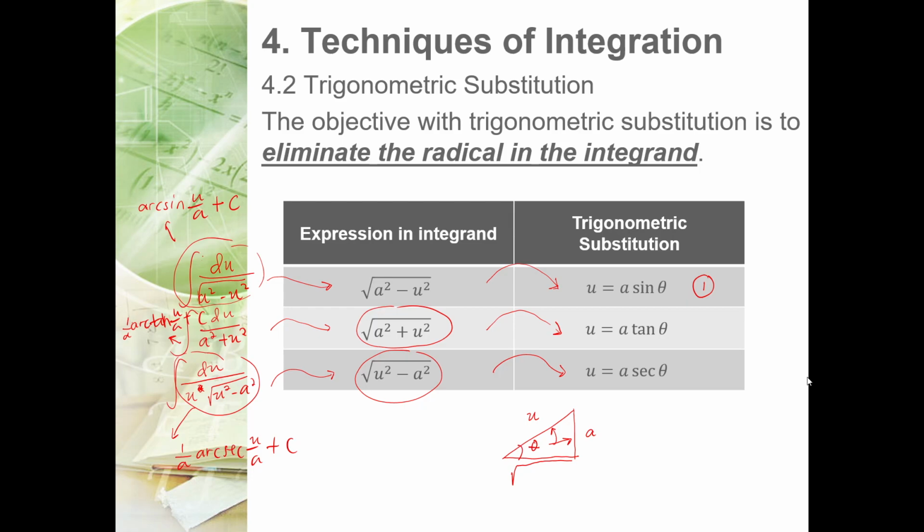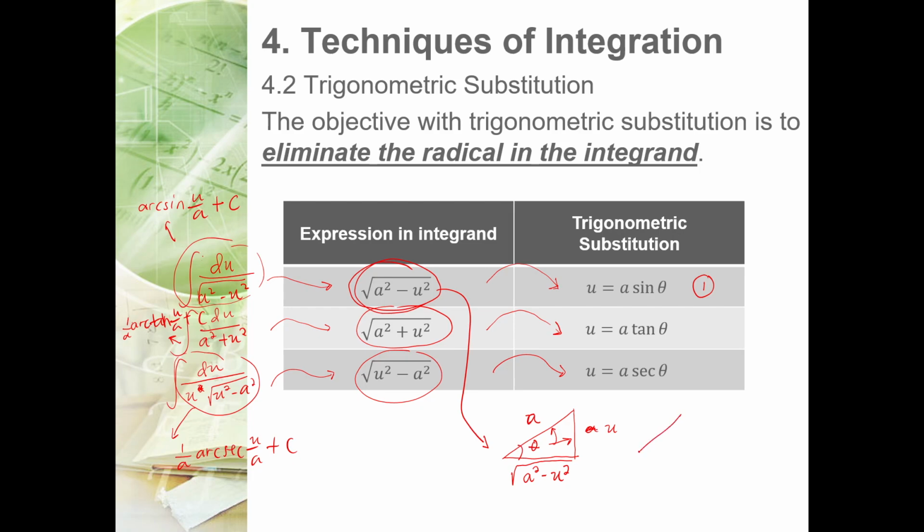So let's try to fix this one first. This will be your a, then this will be your u function. So the opposite side is the u, the hypotenuse is a. If you take the other side, that will be, through the Pythagorean theorem, the square root of a squared minus u squared. So it's the same format on this side, coming from your triangle.